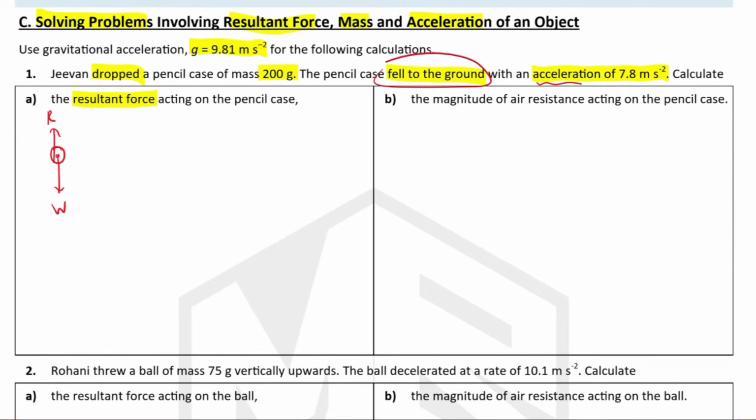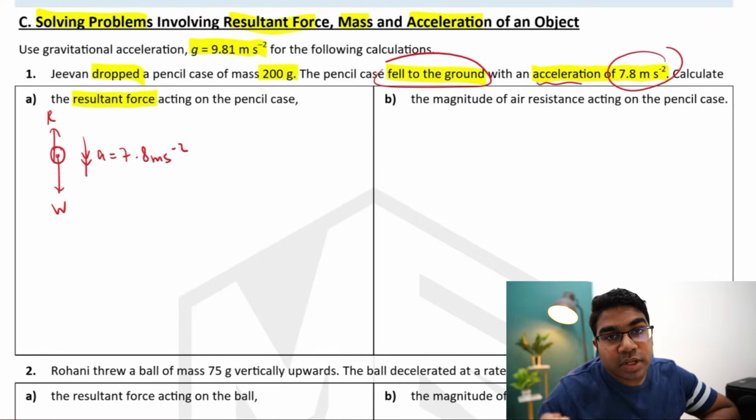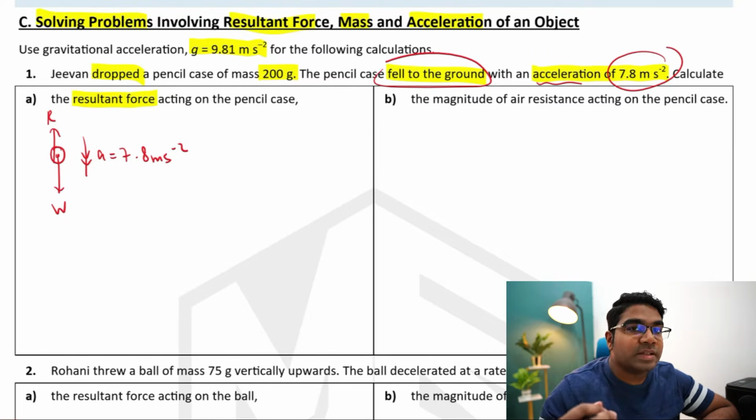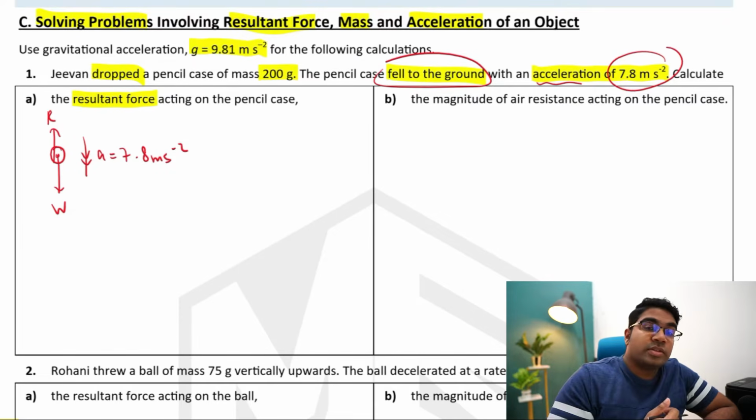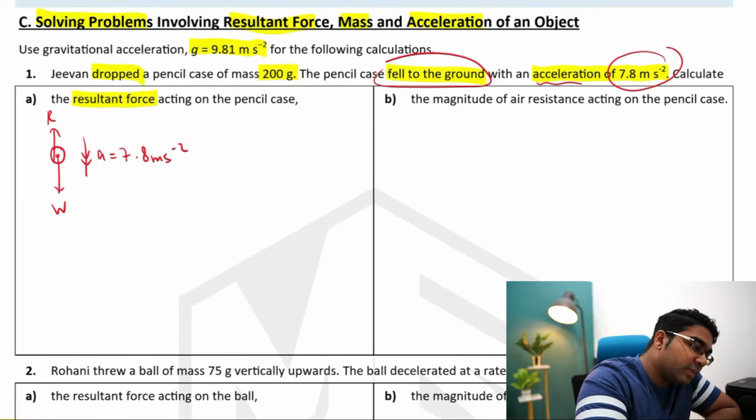The object is accelerating at 7.8 meters per second squared downwards. So we have a downward acceleration, a = 7.8 m/s². The direction of the resultant force will be the same direction as its acceleration. And so we know that the resultant force is actually acting downwards.